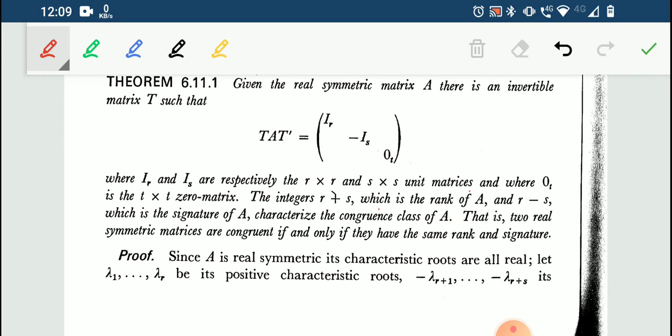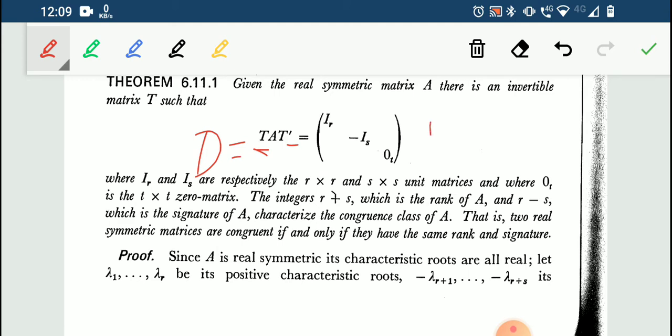Now the next line says that two real symmetric matrices are congruent if and only if they have the same rank and signature. It means that whatever T you take, this matrix will be unique and does not depend on T. So change the T, and A will be congruent to some D.